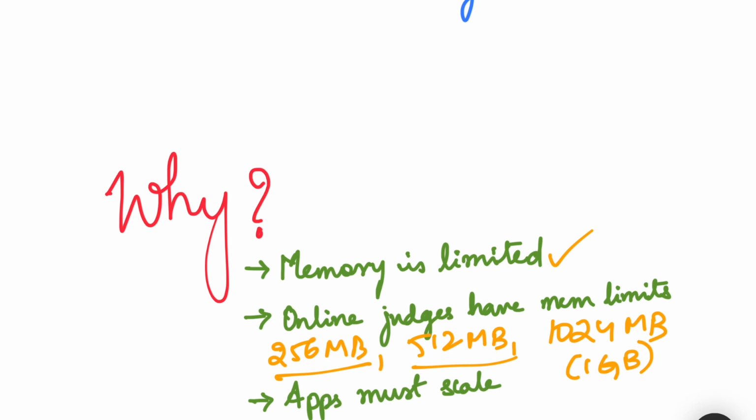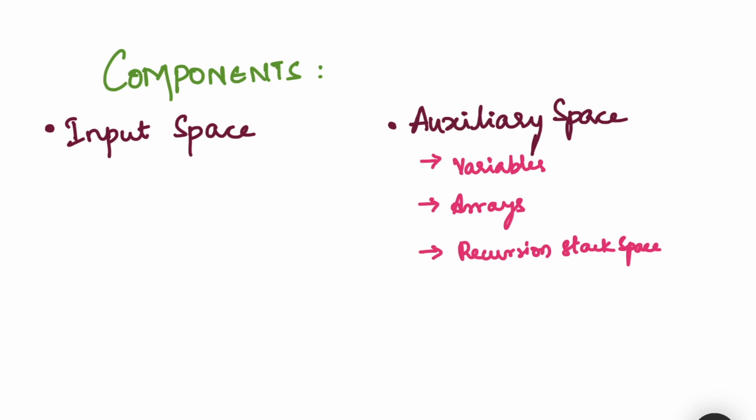advanced problems. And the third reason would be apps must scale, that means real applications cannot waste memory as memory is very costly. So even if your code is fast, if it uses too much memory, it can fail with memory limit exceeded or crash completely. So that's why good code must be both time and space efficient. So let's jump into its components.